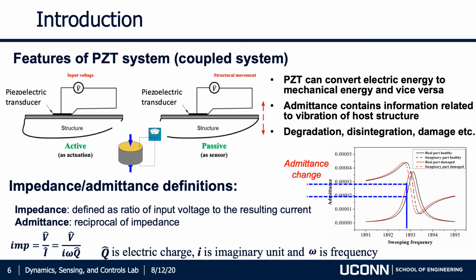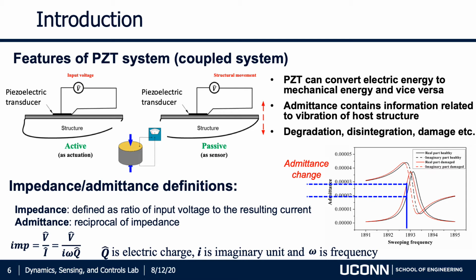And these two pictures are the PZT system. The PZT is installed on the top surface of the host structure. The first picture has input as voltage, and in the second one, the input is movement or vibration of the host structure. And in this kind of system, the PZT can convert electric energy to mechanical energy and vice versa.